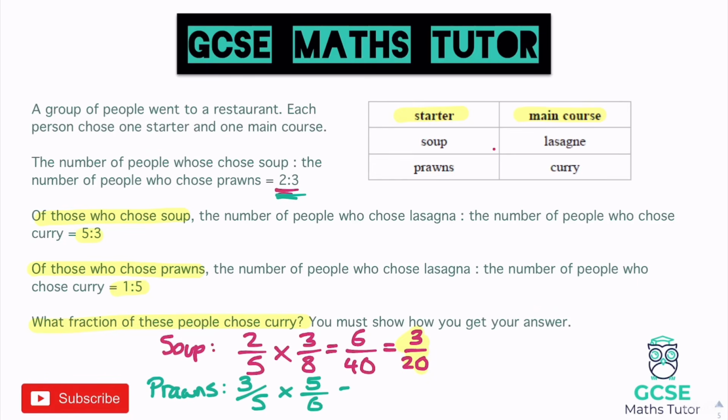And if we times them together, 3 times 5 is 15, 6 times 5 is 30. And there we go, there's our fraction. And again, that simplifies nicely down to 1/2. There we go, so that is the fraction of people that chose prawns and curry.